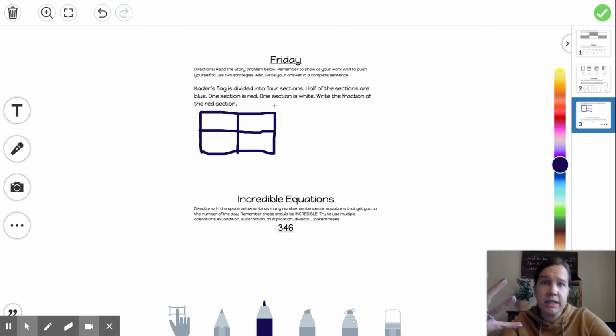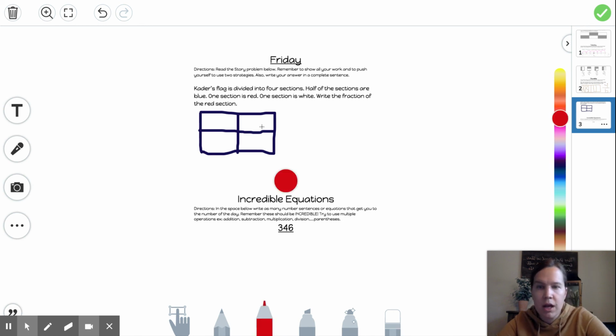And I'm going to reread my story because I can't remember how much each section was colored. So it says half of the sections are blue. Well, I might not really know what half is here today because I don't have 2 equal halves. So I'm going to start with what I do know. What I do know is that one section is red. That's easier for me to identify.